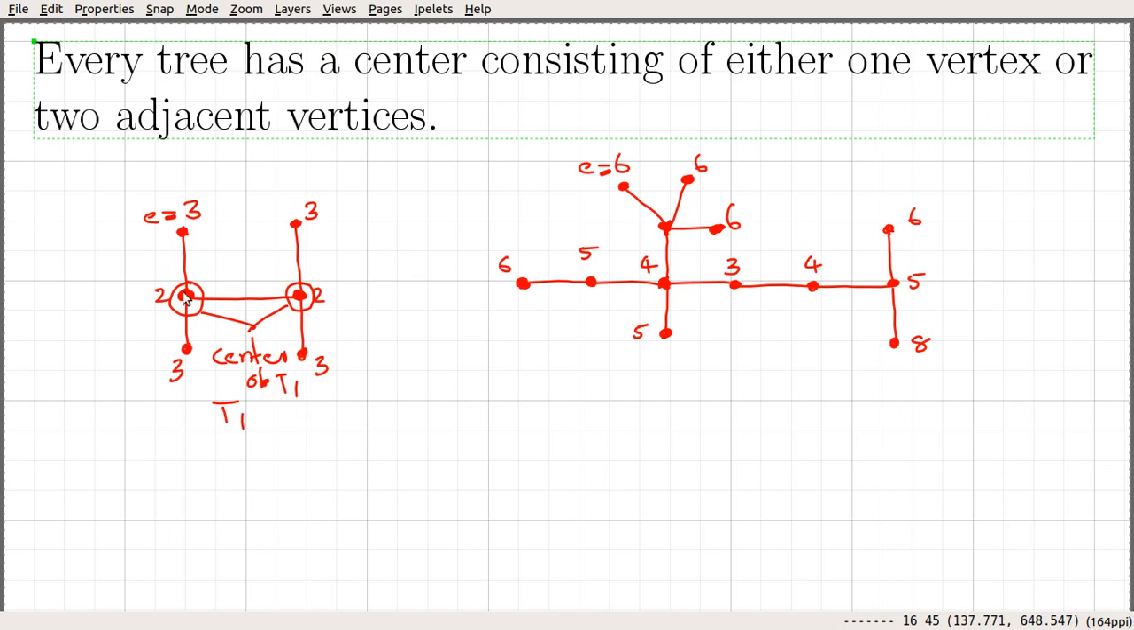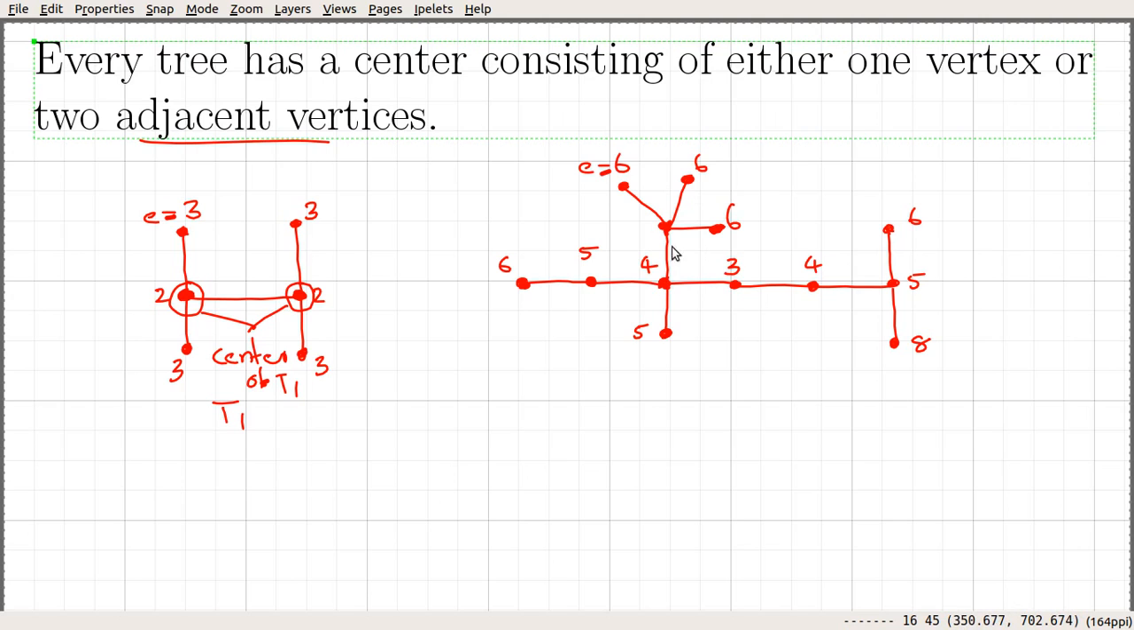So this graph has two centers. According to the statement, every tree has one or two centers, and that's true for this one. If it has more than one, then the two vertices must also be adjacent. We saw that here.